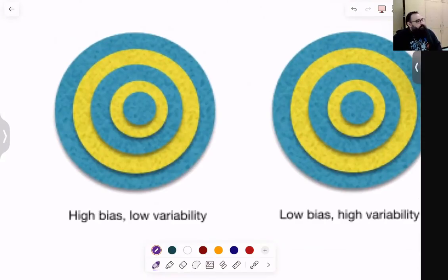This is a point where people might go crazy. Please don't go crazy. You're going to know what I mean in about 20 seconds. Okay? So, what does high bias, low variability mean? So high bias means your aim is off in the same direction. Low variability means that it's very closely packed together. So it would be something like this.